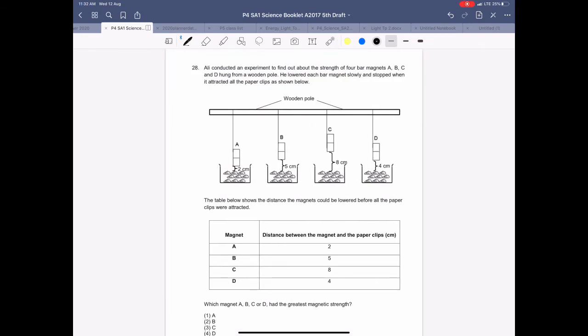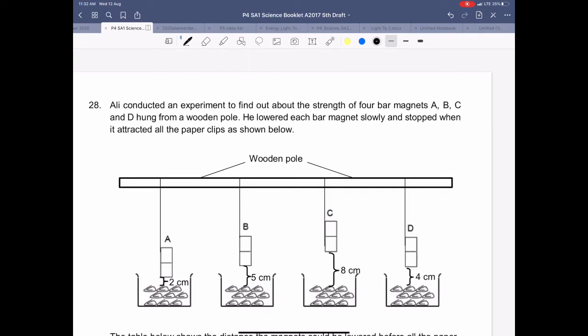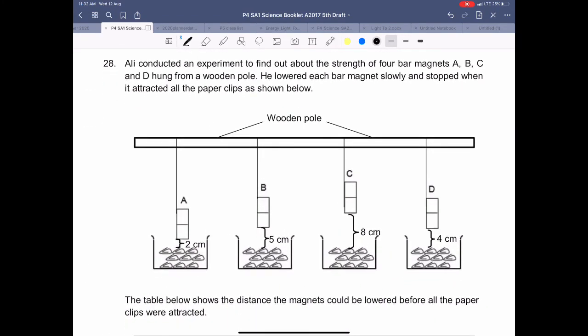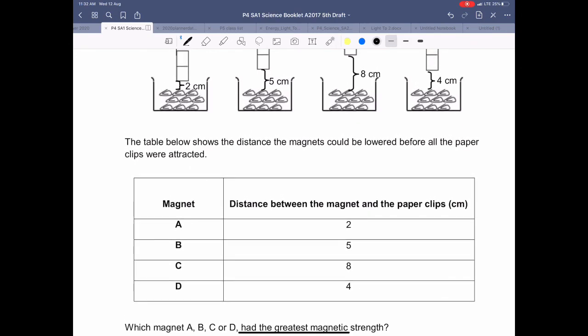Moving on to question 28. Ali conducted an experiment to find out about the strength of 4 bar magnets A, B, C, and D hung from a wooden pole. He lowered each bar magnet slowly and stopped when it attracted all the paper clips as shown below. The table shows the distance the magnets could be lowered before all the paper clips were attracted. Now for this kind of question, it's pretty straightforward.